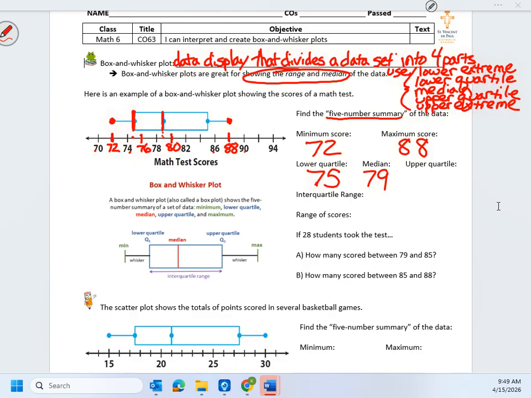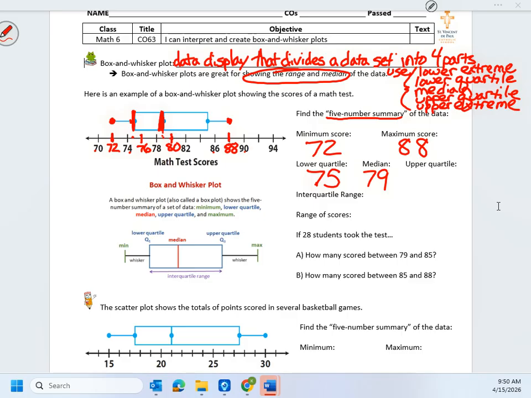Is it that line in the middle? The line in the middle right here is our median. So we had the lower quartile, the left side of the box, and we had the median in the middle. 80. Say it louder. 80. So 80 is right here.